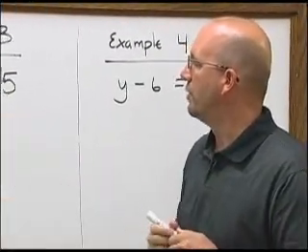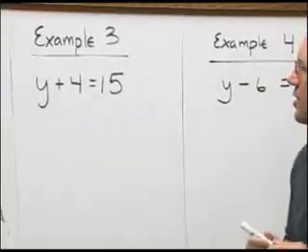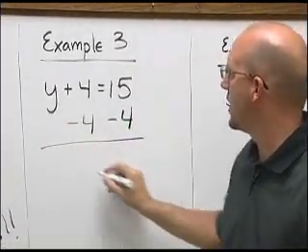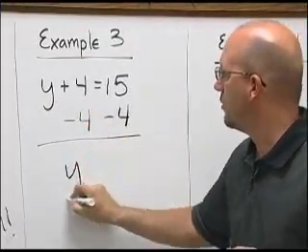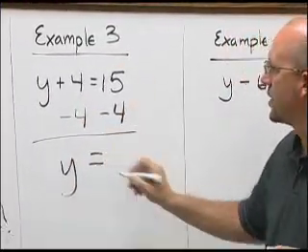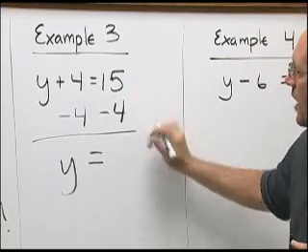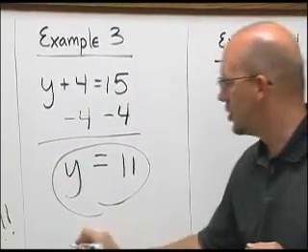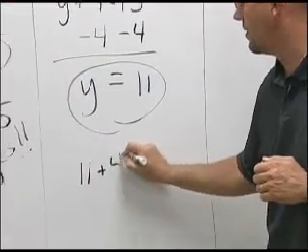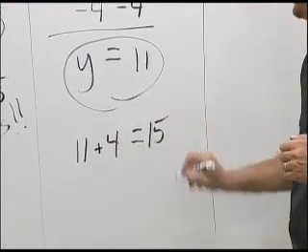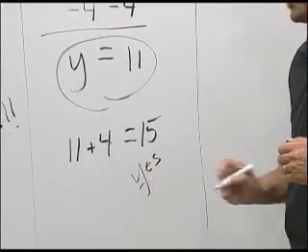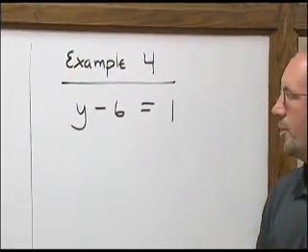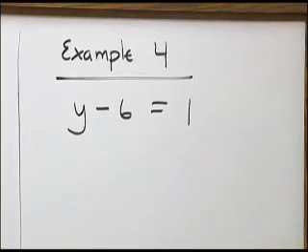Y add 4 is equal to 15. To undo our addition, I will subtract 4, but I must do it from both sides. That leaves me with y. Equal sign comes down. 15 minus 4 is 11. Y equals 11. Checking my answer. Does 11 plus 4 equal 15? Yes, correct answer. Our final example, example number 4, another subtraction problem.